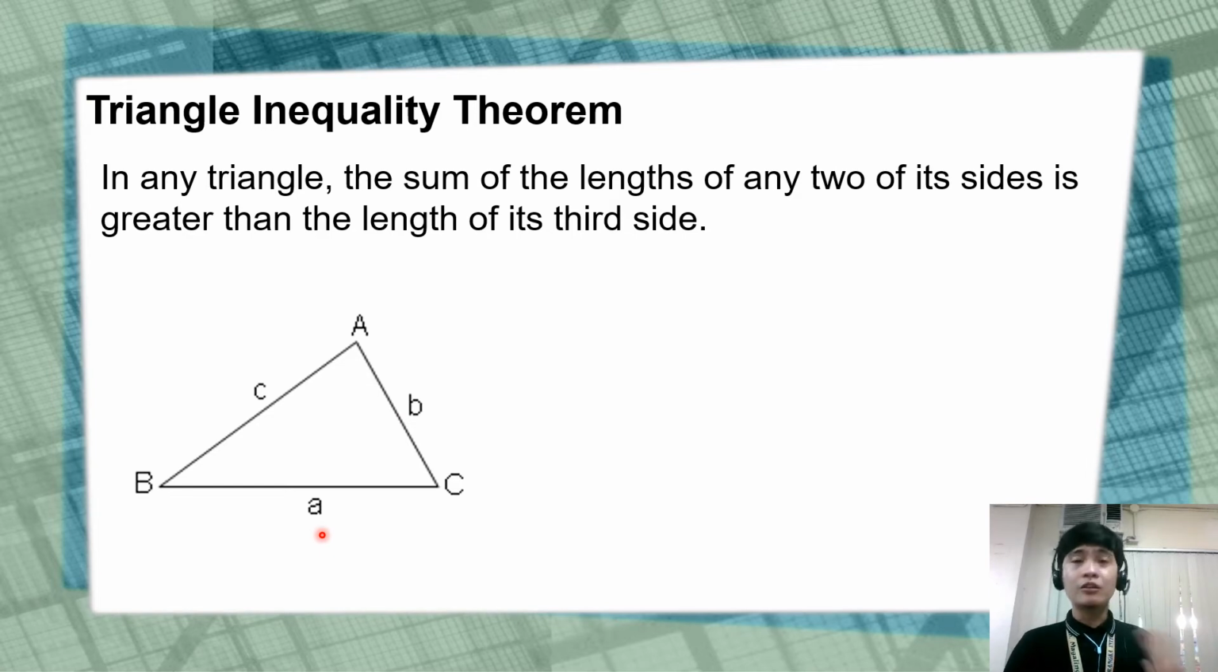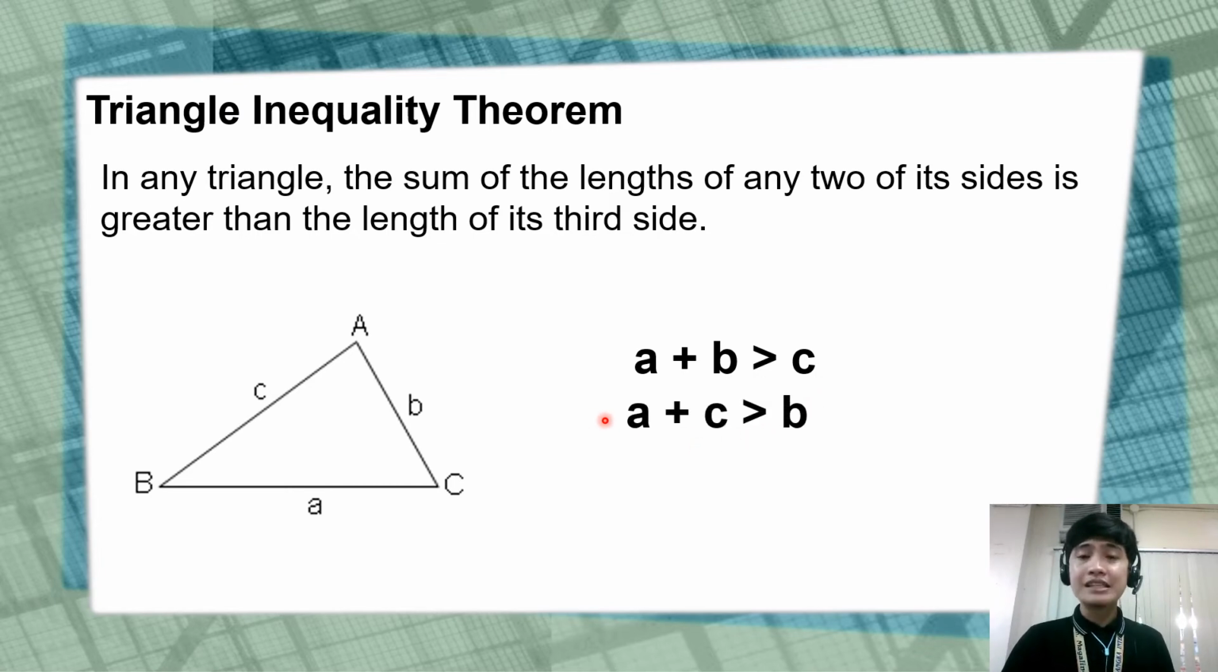So tatlong kondisyones ang kailangan nating i-state. So pwede nating sabihin that a plus b is greater than c. Sa kaso nito, c ang ating third side. So a plus b is greater than c. Pero hindi naman natin, again, inaalis ang possibility na yung ibang side ay pwede rin maging third side. Pwede rin nating sabihin that a plus c is greater than b. Wherein, si side b ay yung third side natin. And pwede rin nating sabihin that b plus c is greater than a, wherein our a is the third side.